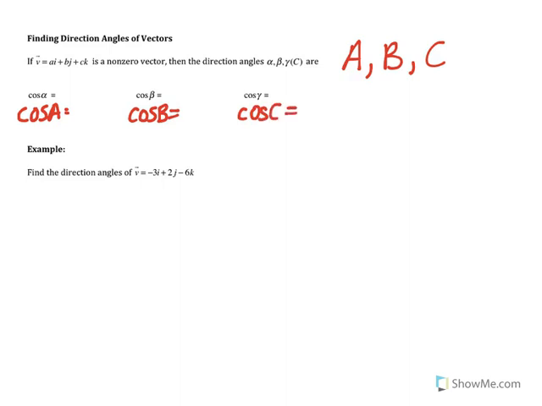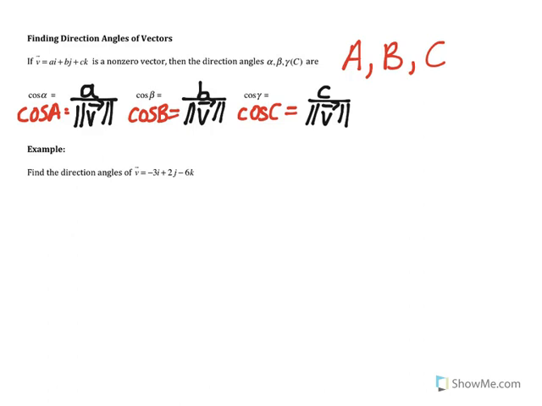Our formulas for these are similar to what we just did with the angle between. We're going to take just that component, so a, over the magnitude of the vector. Again, kind of working with that whole idea of the unit vector, but just taking it in pieces now. b over the magnitude, and then c over the magnitude. So it works out nicely if you use A, B, and C, uppercase for your angles, and then lowercase a, b, and c for the different components.